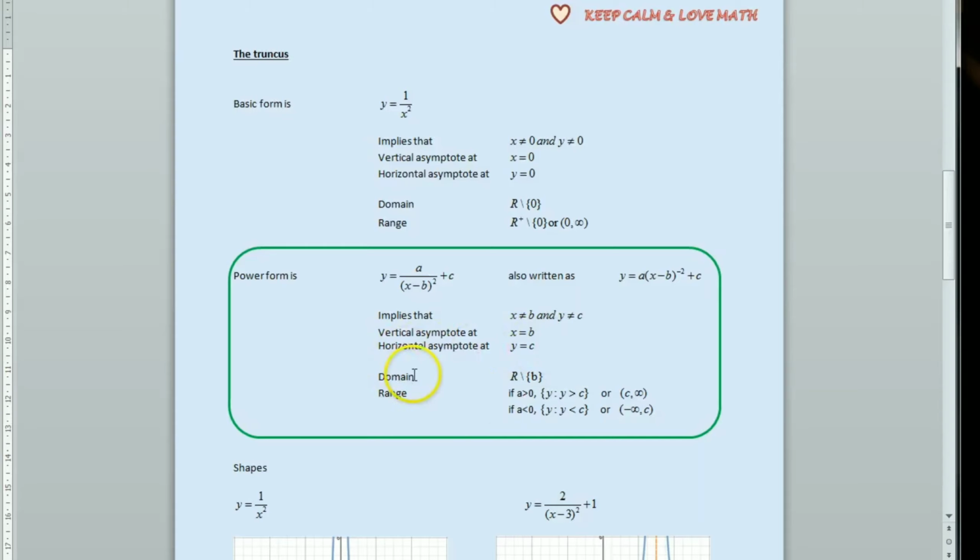Our domain, remembering our domain is all the x values: x can be any real value at all except for the value b. Our range depends upon whether a is positive or negative. If a is positive, we get all the y values where y is greater than c. Remember, it never equals c, or the range from c to infinity. And if a is less than 0, we'll get a set of values of y such that y is less than c, or the real values from negative infinity up to, but not including, c.